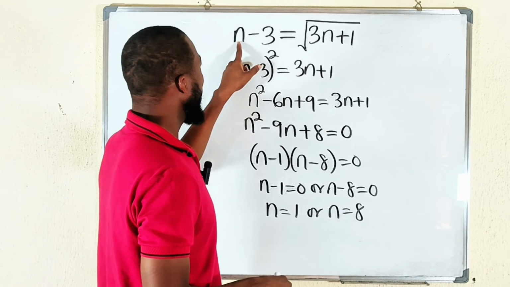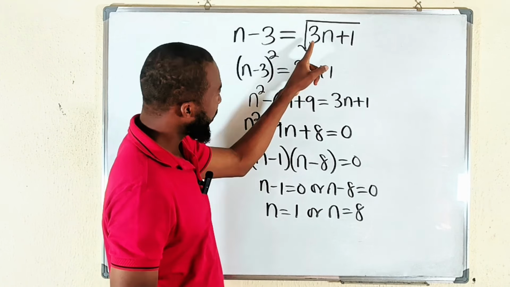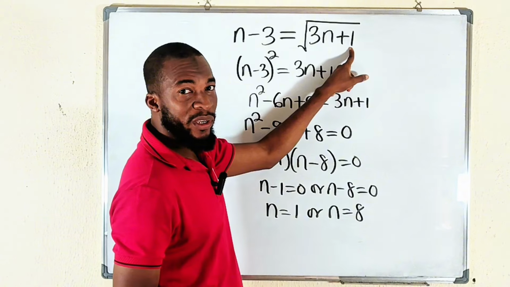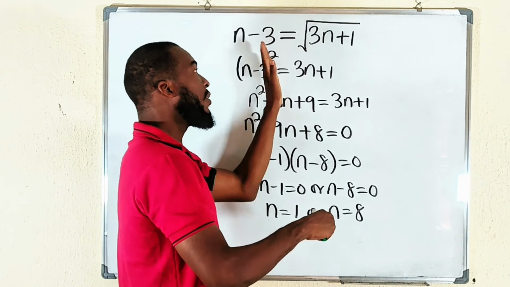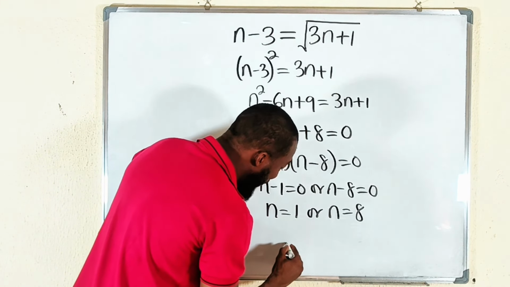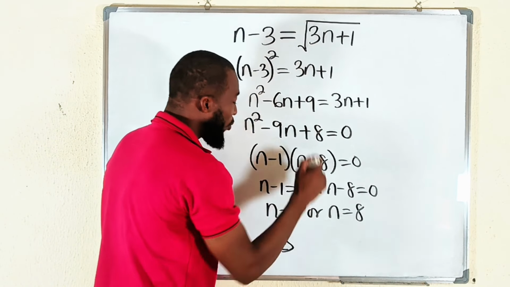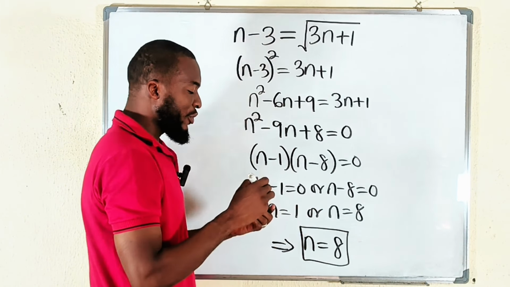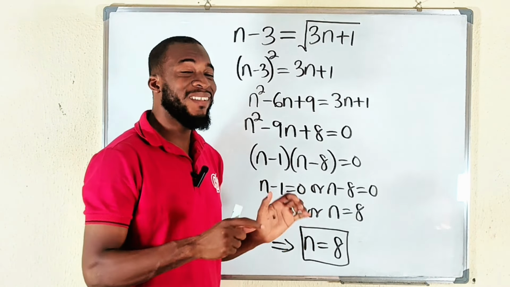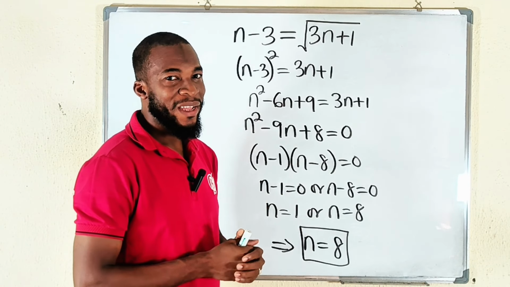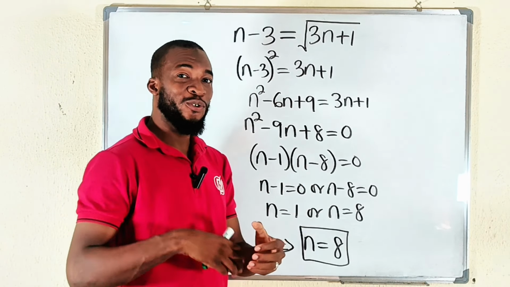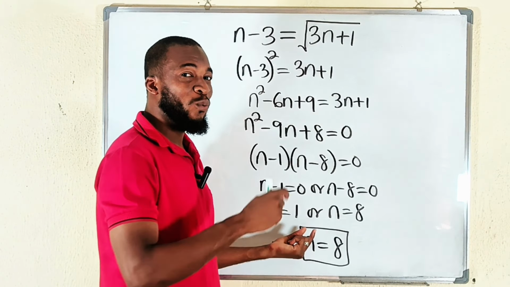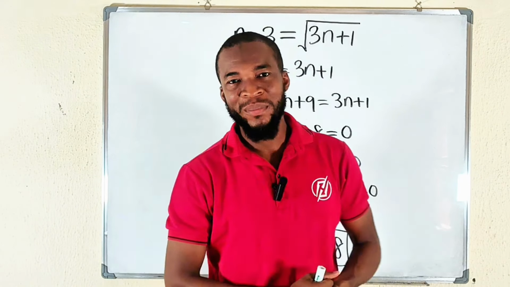Check for 8. If n is 8, 8 minus 3 is 5. 8 times 3 is 24, and 24 plus 1 is 25. Square root of 25 is 5. 5 equal to 5, and hence, the only value that can satisfy this problem is n equal to 8. So what is an extraneous solution here? n equal to 1 is the extraneous solution. Remember, the main purpose for this tutorial is to show you what an extraneous solution is. So the extraneous solution is n equal to 1, which doesn't satisfy the original given problem. As simple as that.